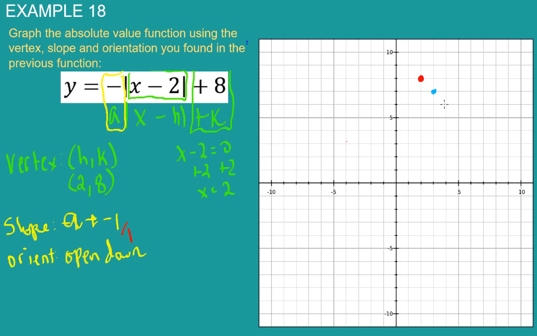And we're going to repeat: down 1, right 1, down 1, right 1, and keep going until we're done. Then we're going to mirror it to the other side.